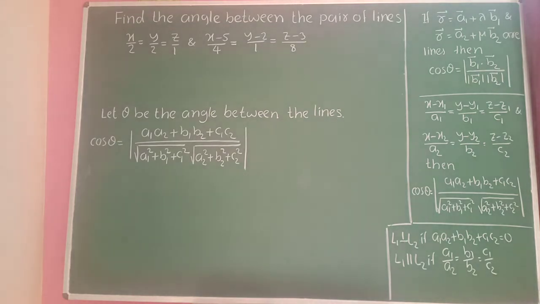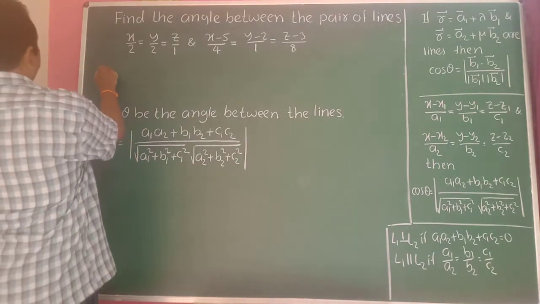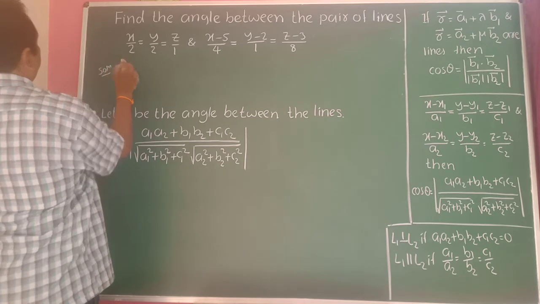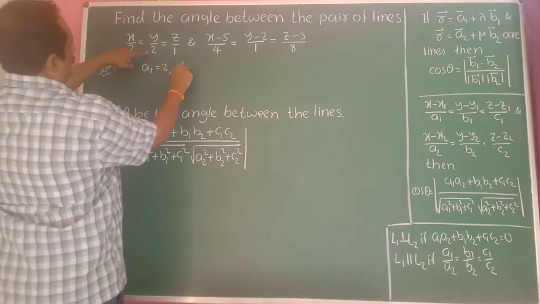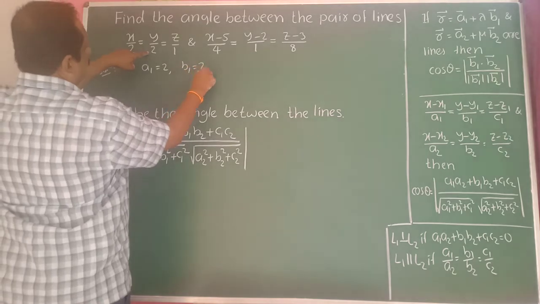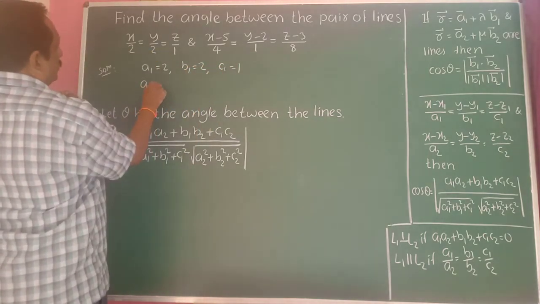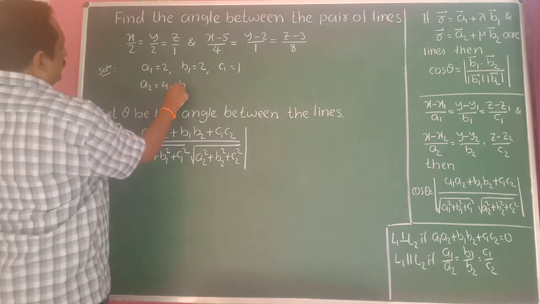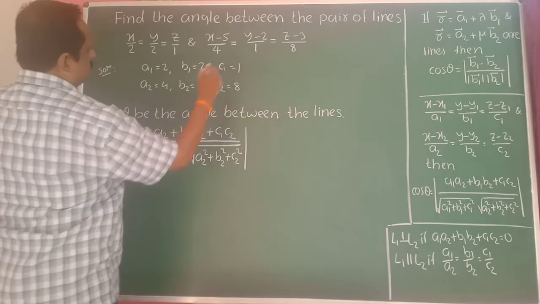So find the angle between the pair of lines here. Again, the equation is in Cartesian form. Therefore, comparing the given equation with the standard form, a1 is equal to 2, b1 is equal to 2, c1 is equal to 1, and a2 is equal to 4, b2 is equal to 1, and c2 is equal to 8.